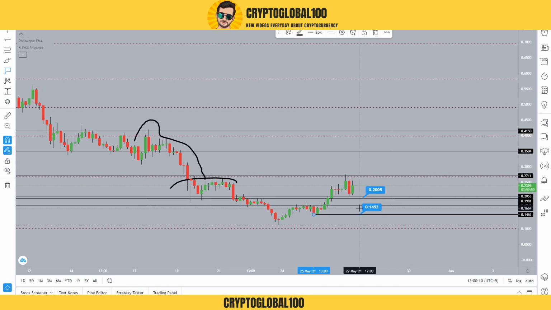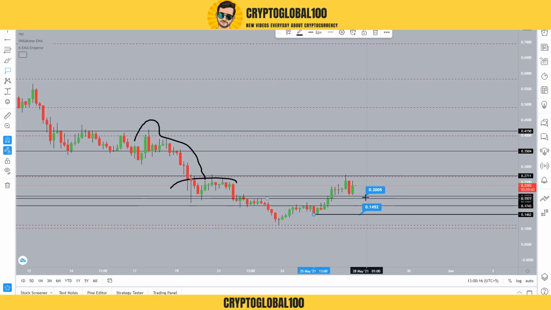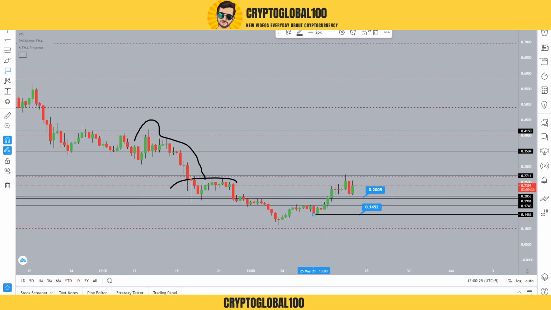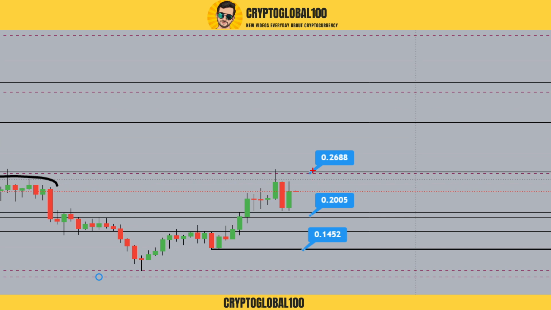But right now what I see is that the price might be in the consolidation phase. And if we get another rejection from this area, then surely we are going to test this level again, which would be this one, 0.26. Once this level is broken, if we get any rejection from this area, a wick is required from this area.